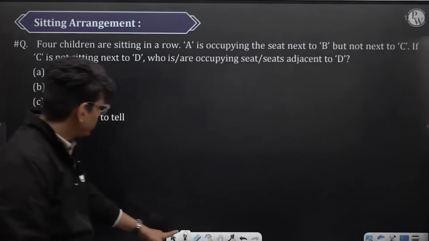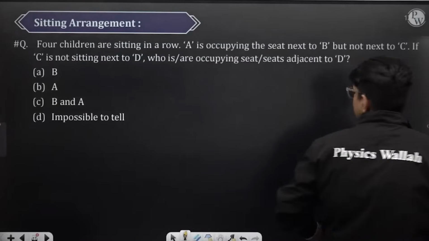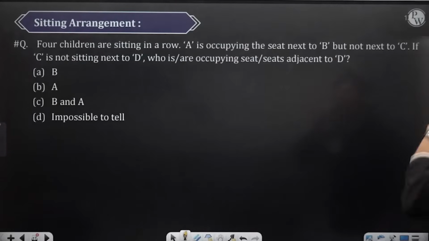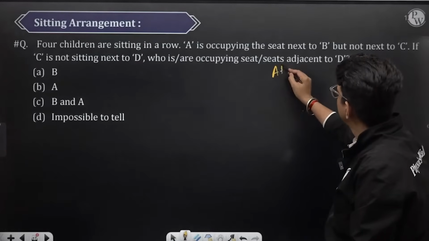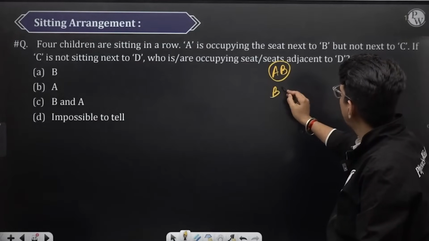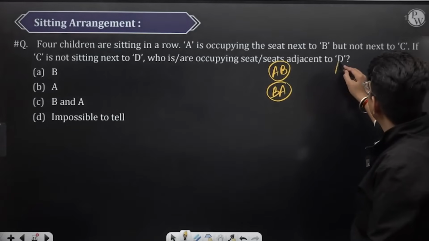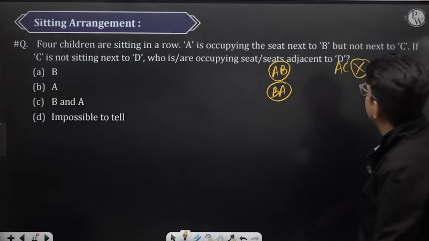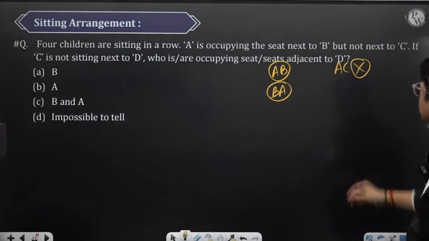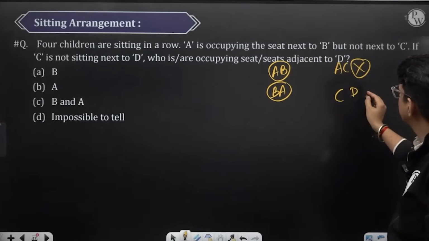You can expect such questions in sitting arrangement. So what they are saying is 4 children are sitting in a row. A is occupying the seat next to B. So A is next to B. Possibilities are A, B like this, or like this. But not next to C. A is not next to C. Right? C also does not sit next to D.